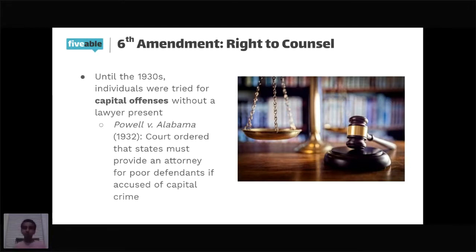So what progress have we made? Before, individuals had to be able to afford a lawyer in terms of the Sixth Amendment for them to have a lawyer present. Then in 1932, the case decided that states have to provide an attorney even for state crimes if it is a capital crime, so for a poor defendant.